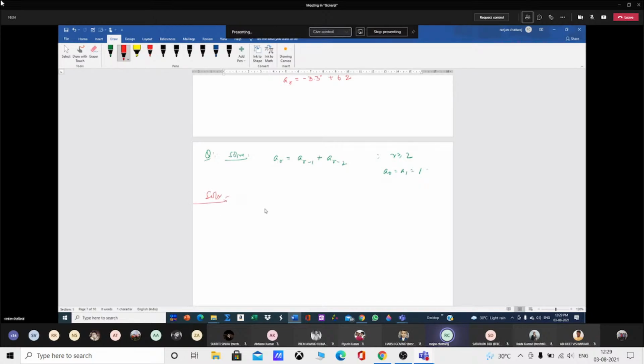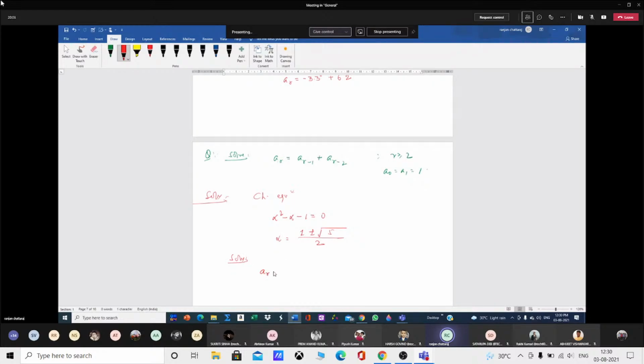Solution. First come to the characteristic equation. What is the characteristic equation? Alpha square minus alpha minus 1 is equal to 0. Solve it. So alpha equals minus b plus minus root of b square, it is 1 plus 4, root 5 by 2a. So this is your alpha. So what should be the solution?